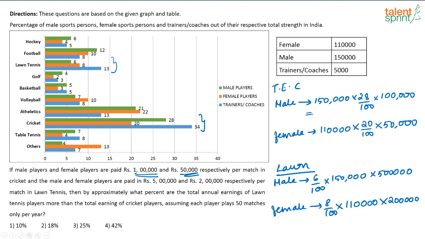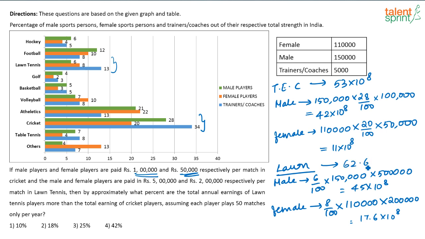So what will be the answer that you get for these? I think here you will get 42 into 10 to the power 8, and here it will be 11 into 10 to the power 8, and this is going to be 75 into 6, correct? Or that is 45 into 10 to the power 8. I am putting 10 to the power 8 so that it's easier for us to calculate. Right, here you have 22 into 8, or I can say 17.6 into 10 to the power 8. Add these two, what will you get? So this total you get as 53 into 10 to the power 8, and this is going to be 45 plus 17.6, that is into 10 to the power 8.